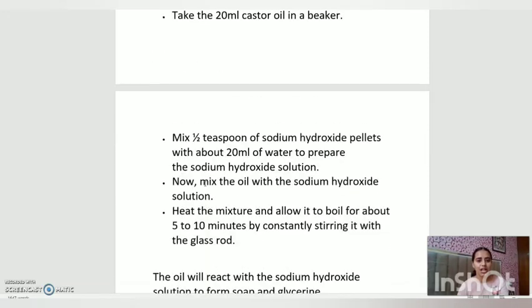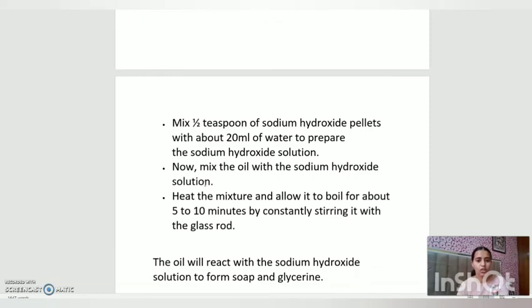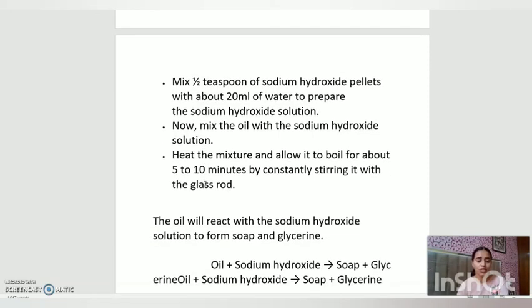So the procedure is that, students, take 20 ml castor oil. Take the oil, 20 ml oil, in a beaker. Mix half teaspoon of sodium hydroxide pellets with about 20 ml of water to prepare the sodium hydroxide solution. Now mix the oil with the sodium hydroxide solution. So what will we get?